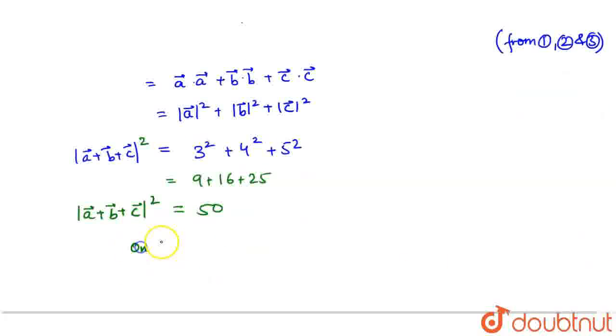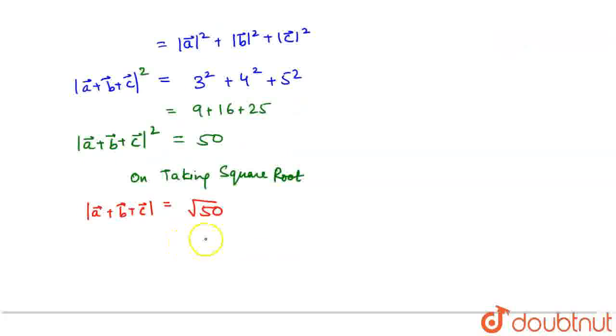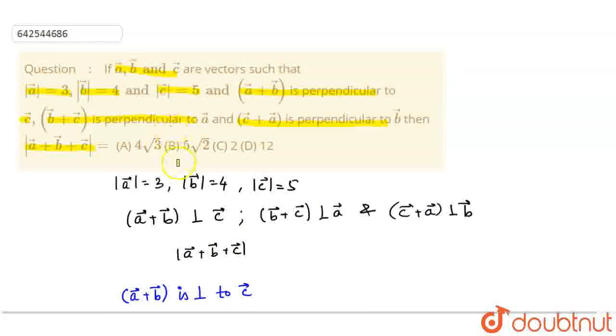So on taking square root, what do I get as the magnitude of A plus B plus C vector? It would be under root of 50, correct? So now take out the factors of 50, or you can factorize it however you want. So this would be 2 into 5 into 5. So the magnitude of A plus B plus C vector would be equal to 5 root 2. So let me check which option is the most suitable one. It is option number B, 5 root 2. I hope you understood the explanation.